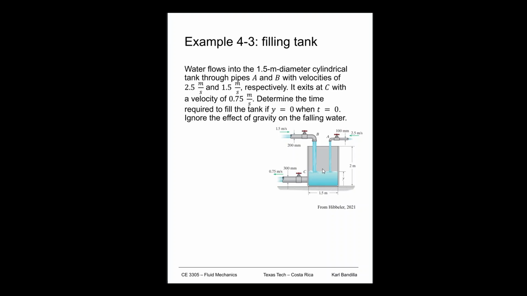So let's start with drawing ourselves a free body diagram, right? So let's start with our cylinder here, maybe our tank. We have an outflow here, so it's going to be a control surface. So that's our overall tank. Now for our control volume, obviously it's going to change over time, right? As the water fills, our control volume is going to get bigger. So we already know we have a deforming control volume.